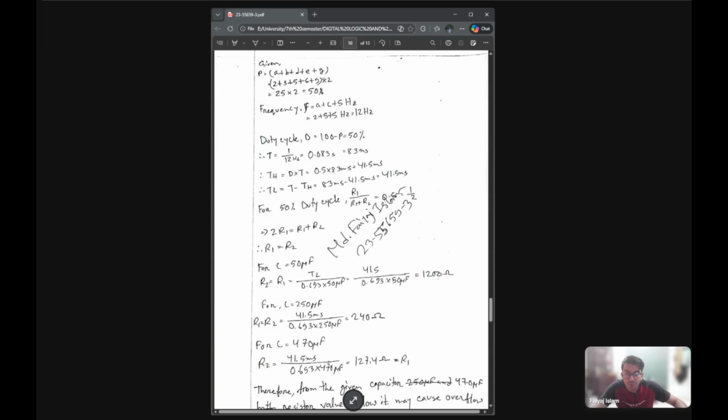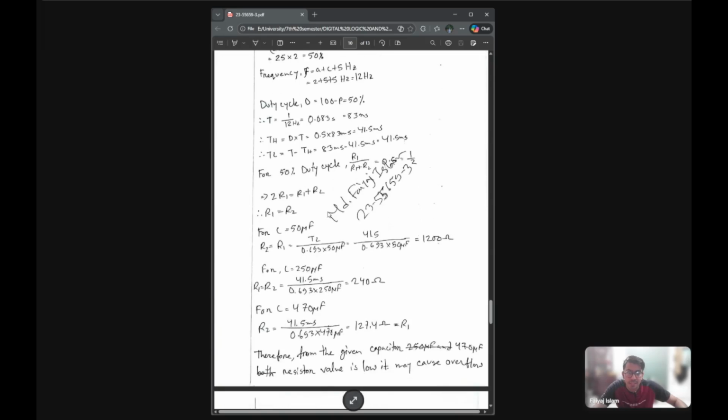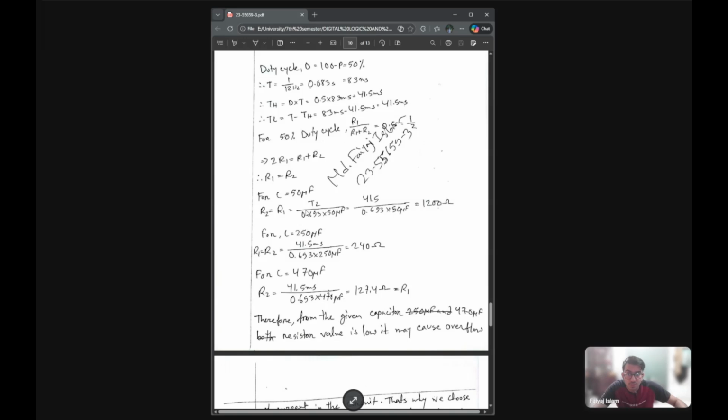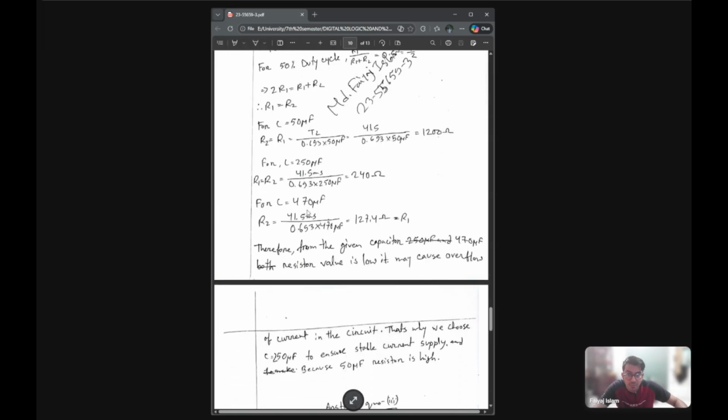But the 250 microfarad option provides the optimal balance. Therefore, I selected the 250 microfarad capacitor. It allows for a resistor value of roughly 240 ohm, which avoids the high resistance of the smaller capacitor and ensures a stable current supply compared to the larger option.